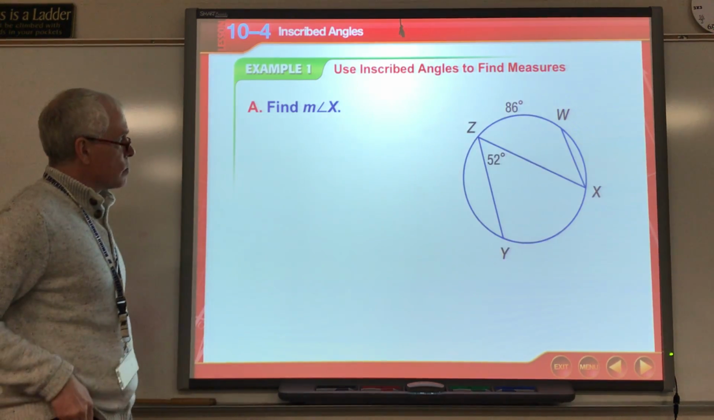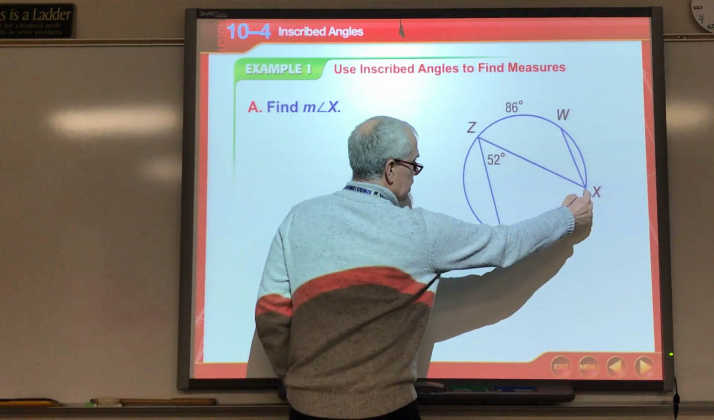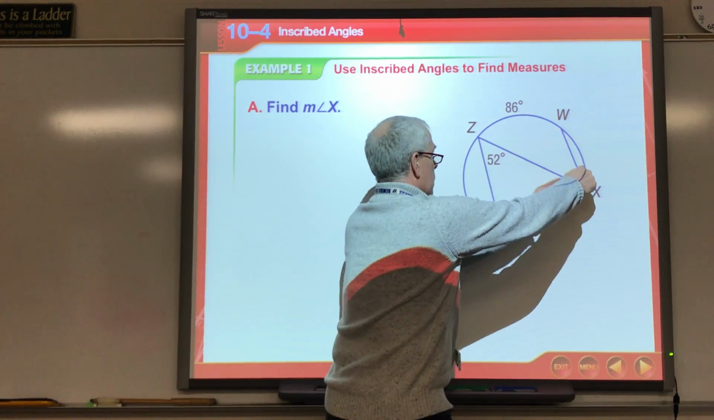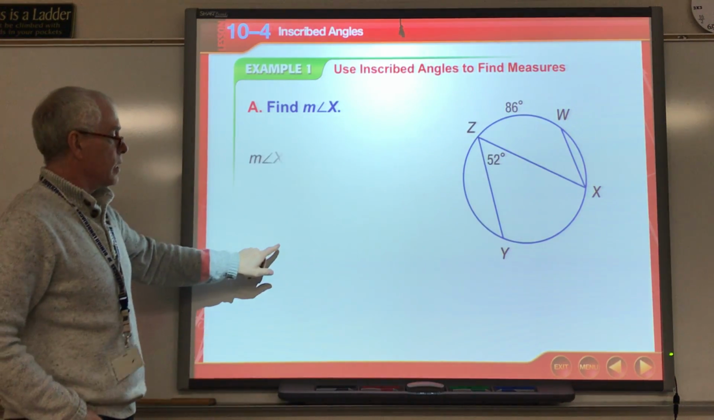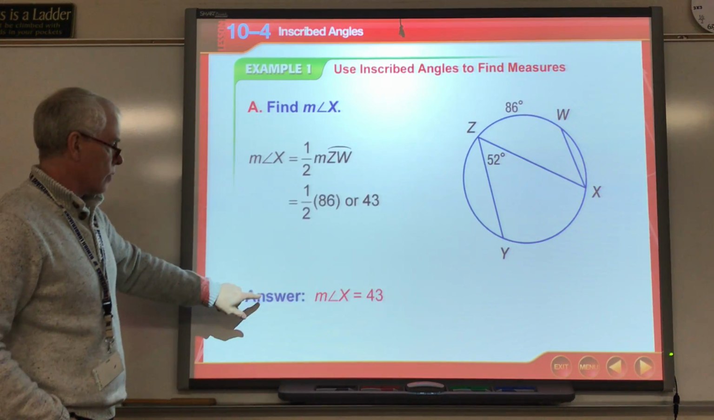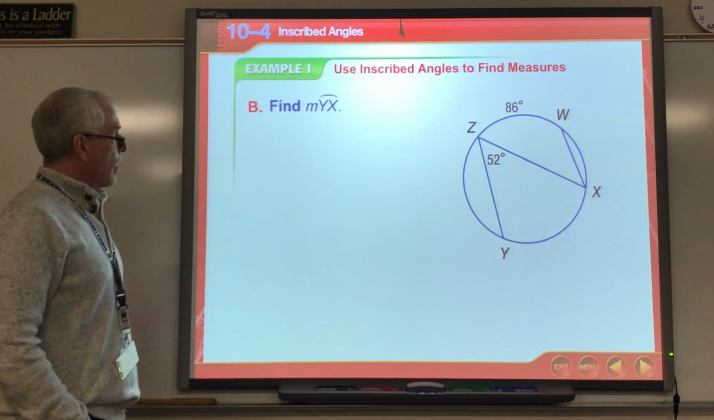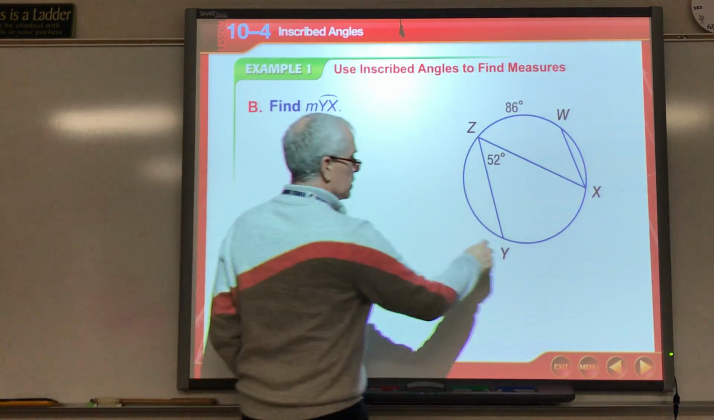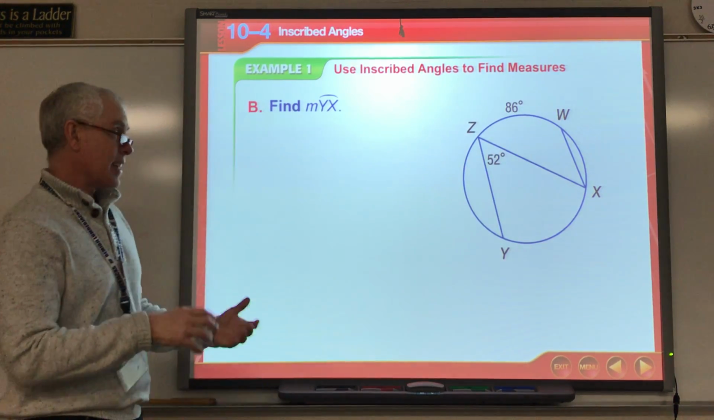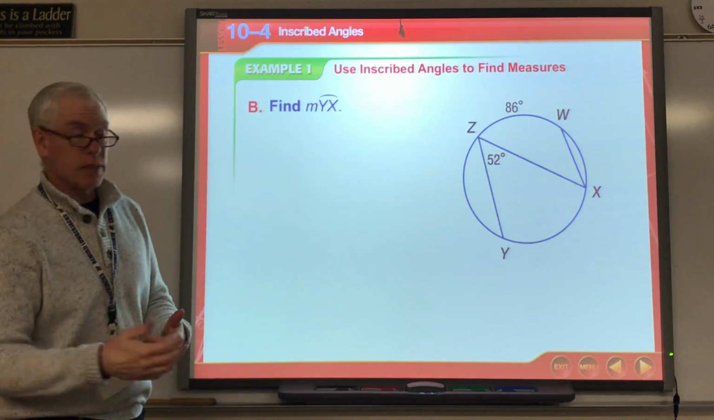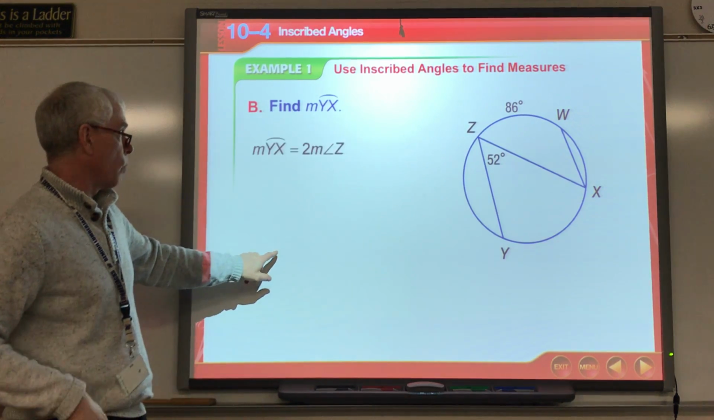Here's a proof for that, and then we'll take a look. Measure of angle X. X is an inscribed angle. It intercepts this arc of 86. So half of 86 is 43. And that is our angle. YX, a little different. This is the arc this time. So the inscribed angle is 52. Since that's half the arc, to get to the arc, you're going to have to double it. So double 52 and you get 104.